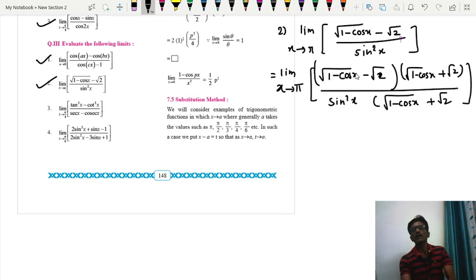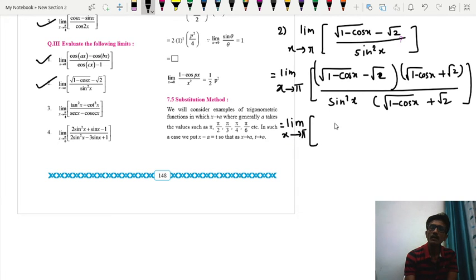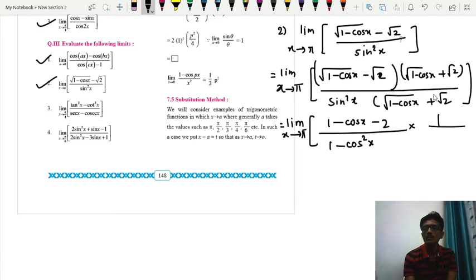Yes, a minus b, a plus b, a square minus b square, that is 2, upon sin square x. We will write sin square x as 1 minus cos square x. And here for this we can take the limit.